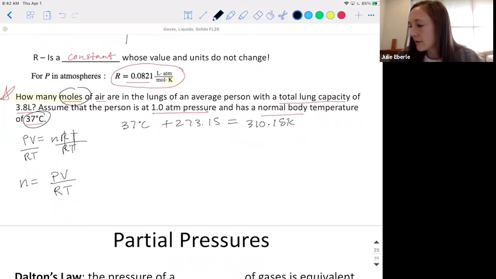Now I'm ready to plug everything in. So I like to go through and highlight. Here's my pressure, 1 atm. Here's my new temperature. And here's my volume, 3.8. So those 3 blue highlighted pieces plus my R all get plugged in on the right side of the equal sign.